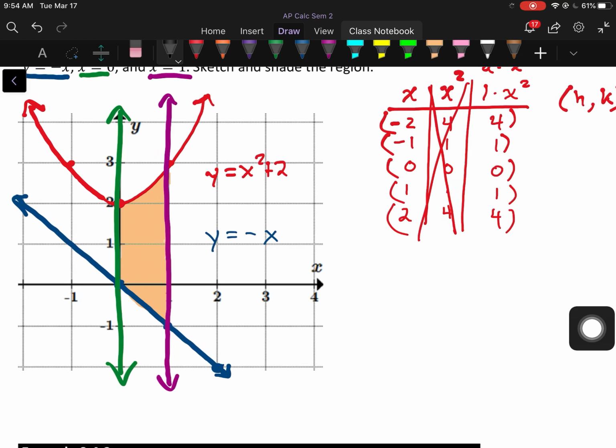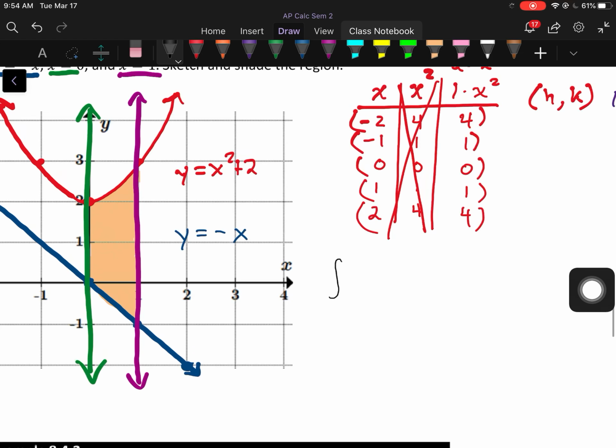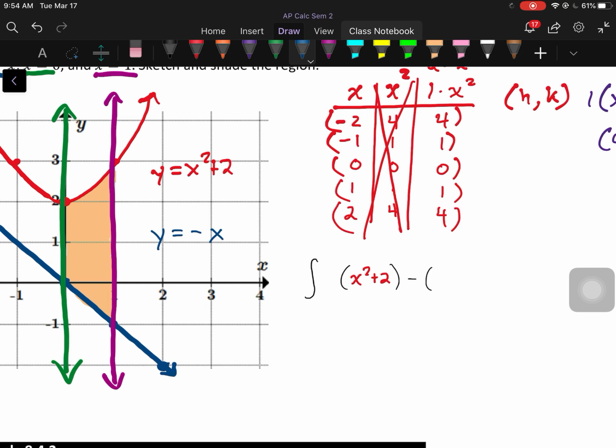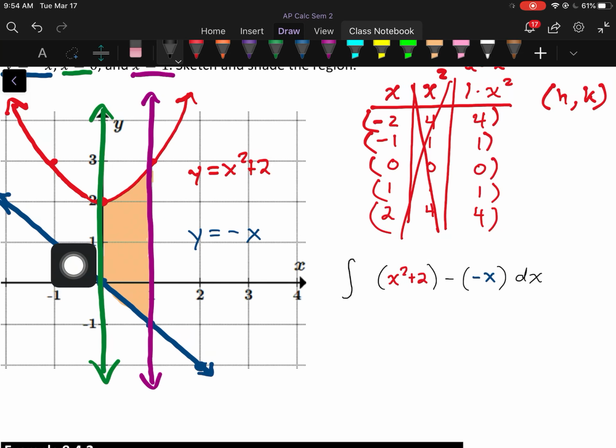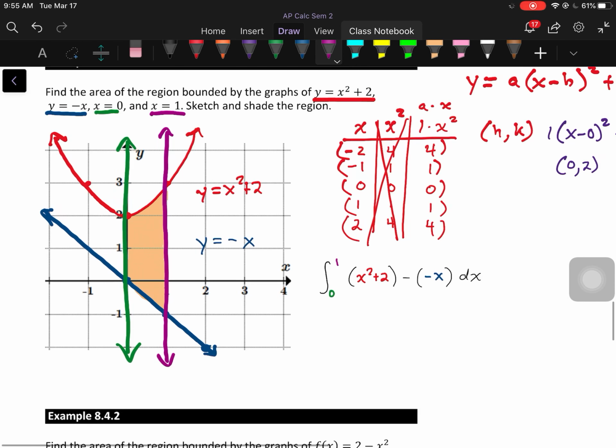And so when I set up my definite integral, and I'll set up the bounds later, for right now we know that the top function, x squared plus 2, would go first, and then I would subtract away the smaller function, or the function that's below, negative x, dx. Now the bounds of the integral will be the left and right, how far you're going on the x-axis, and of course we're bounded by x equals 0 and x equals 1. So the lower bound would be 0, the upper bound would be 1, and you just integrate with respect to the variable x.